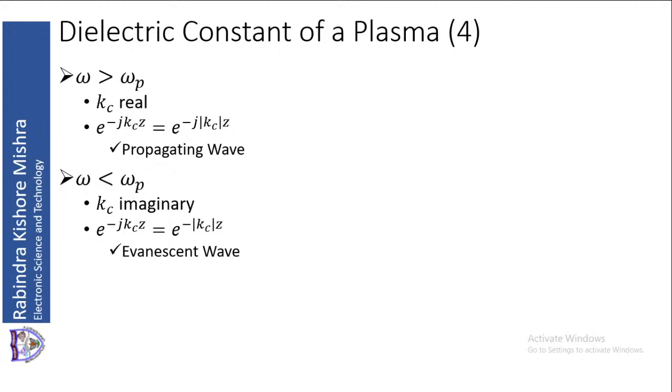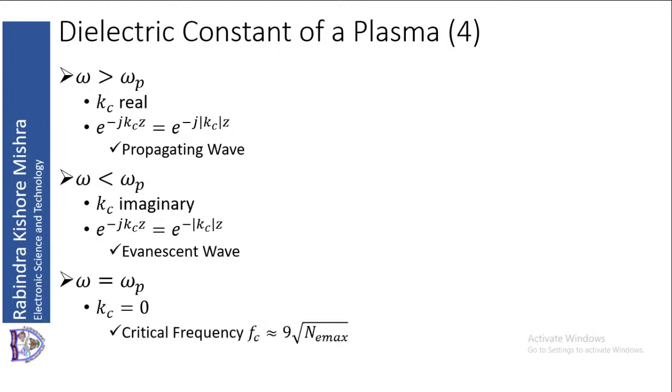So as long as omega is less than omega p, the radio frequency of the radio wave is less than omega p, the radio wave cannot pass through the ionosphere. The ionosphere will block the radio wave because it cannot propagate through the ionosphere. It will be blocked by the ionosphere, and it will come back towards the surface of the Earth.